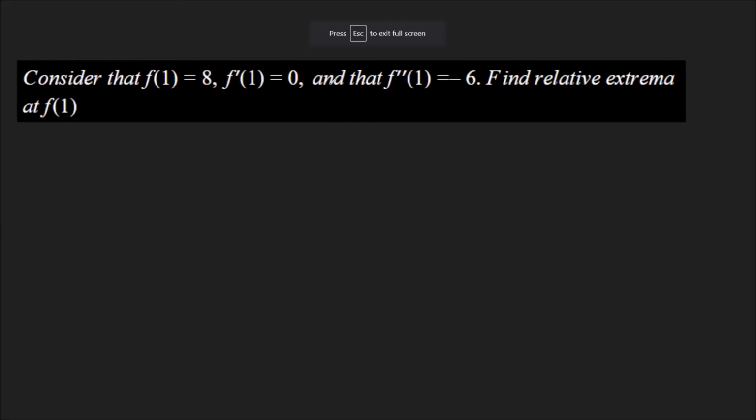Okay, so this is example problem 1. It's telling us that there is a point f of 1, which is equal to 8, f prime of 1, which is equal to 0, and f double prime of 1, which is equal to -6. It's asking us to find what type of relative extrema there is at f of 1. We can tell that this is eligible for the second derivative test because f prime of 1 is equal to 0.